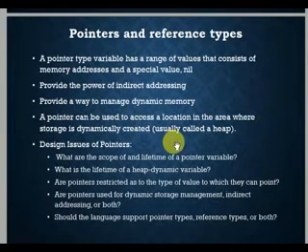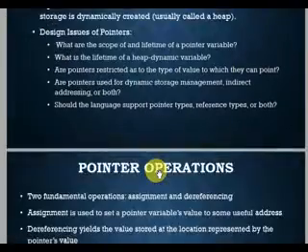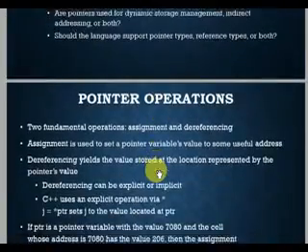A pointer can be used to access locations in the area where storage is dynamically created, usually called the heap, where the memory is dynamically created. What are the design issues of pointers? What are the scope and lifetime of a pointer variable? What is the lifetime of a heap dynamic variable? Are pointers restricted to the type of value they point to? Should the language support pointer types, reference types, or both? These must be answered.